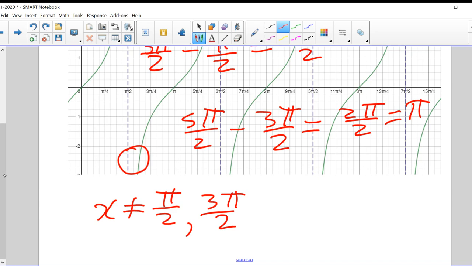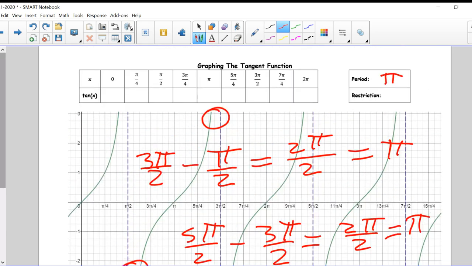All right, let me just say something before we move on. This does not have an amplitude, right? This does not have a high point. It is going towards infinity as you get close to the asymptote, as it is with most vertical asymptotes. It trends towards infinity. So there is no high point. Infinity is not a high point. So you cannot define an amplitude for a tangent function. Just cannot be done, right?